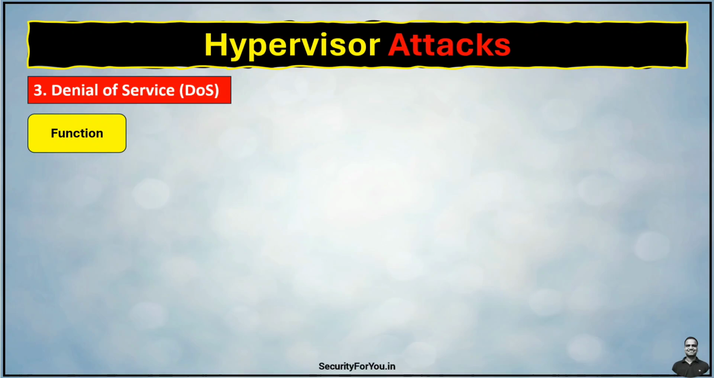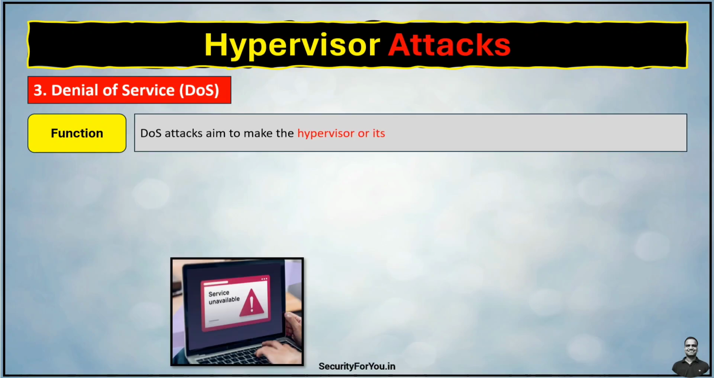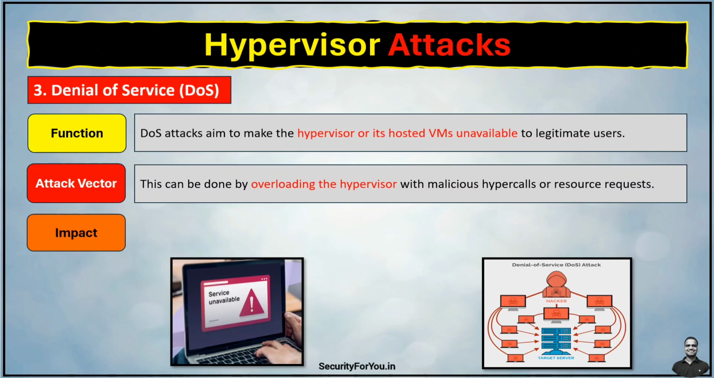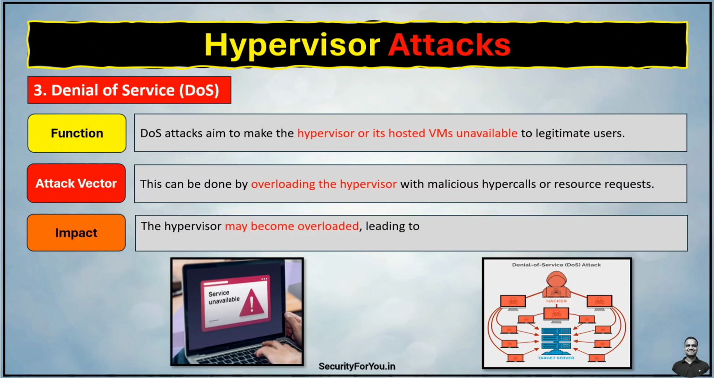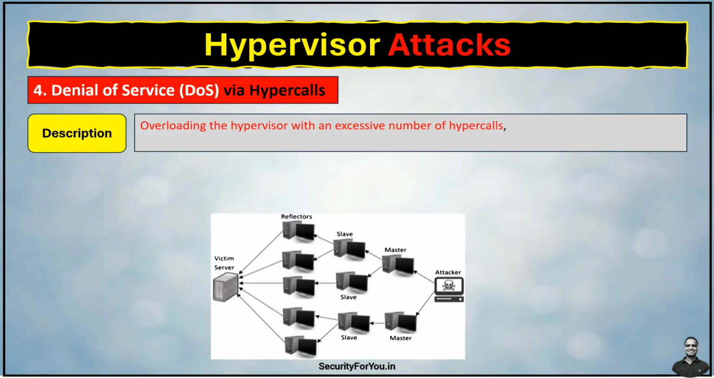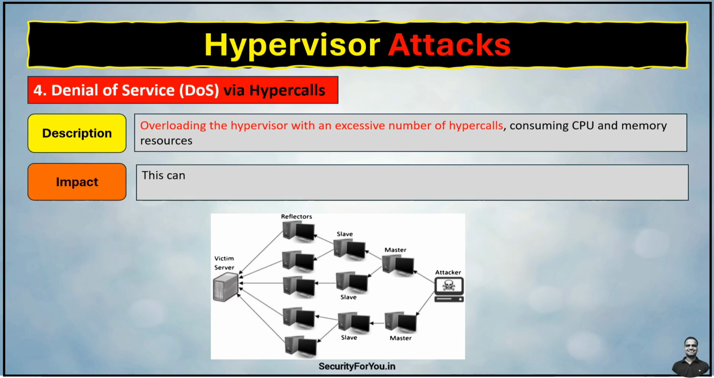Denial of service. These attacks aim to make the hypervisor or its hosted virtual machines unavailable to legitimate users. This can be done by overloading the hypervisor with malicious hypercalls or resource requests. And the impact is the hypervisor may become overloaded, leading to performance degradation or complete service outage. Denial of service via hypercalls. Overloading the hypervisor with an excessive number of hypercalls, consuming CPU and memory. This can degrade performance or cause the hypervisor to become unresponsive, affecting all virtual machines running on it.